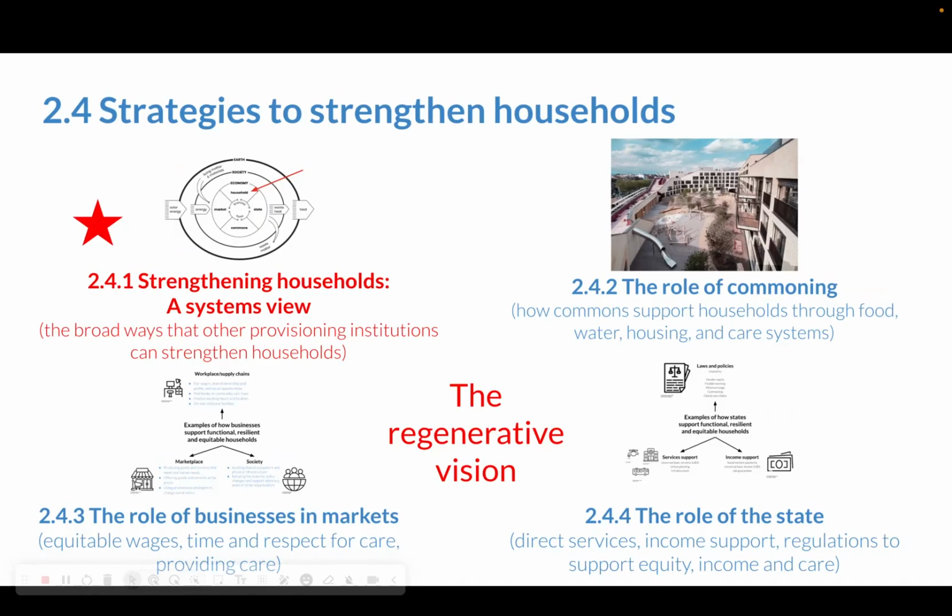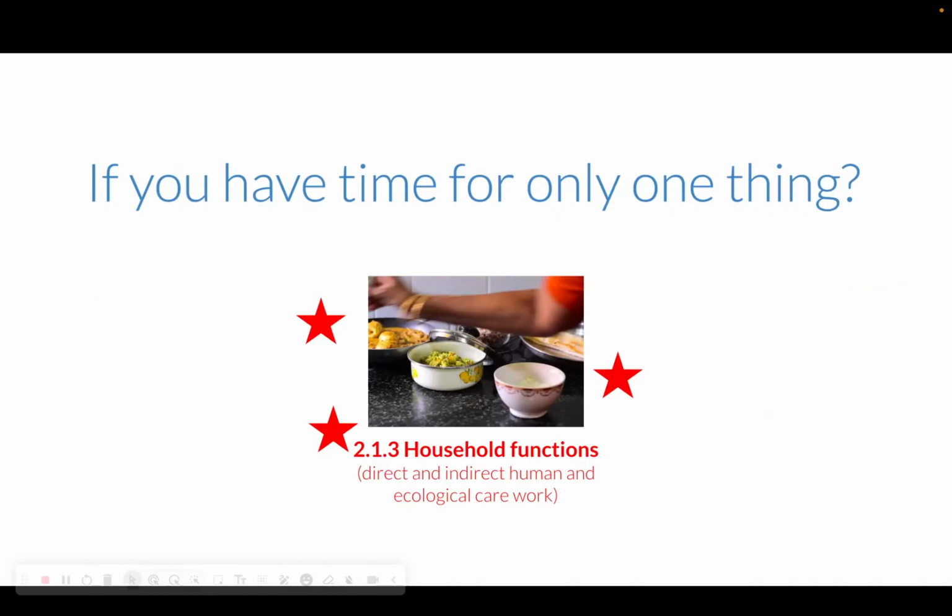And then we go a little bit deeper into the commons, into businesses and markets, and the role of the state, and the kinds of strategies and actions that those other provisioning institutions can be taking to help strengthen households. So that's the regenerative vision, in 2.4.